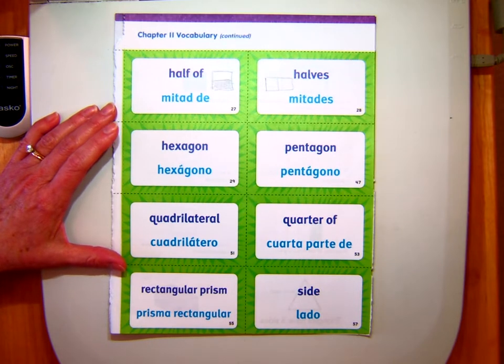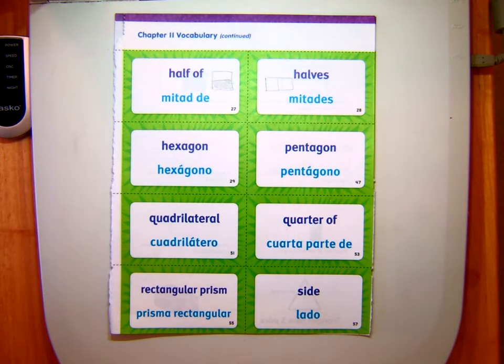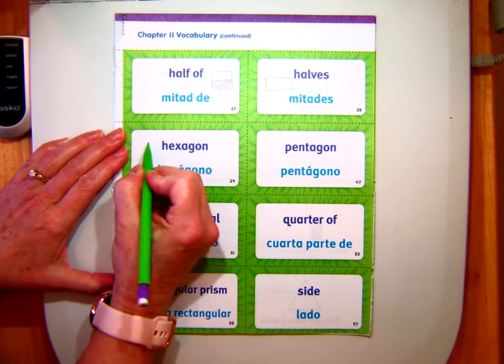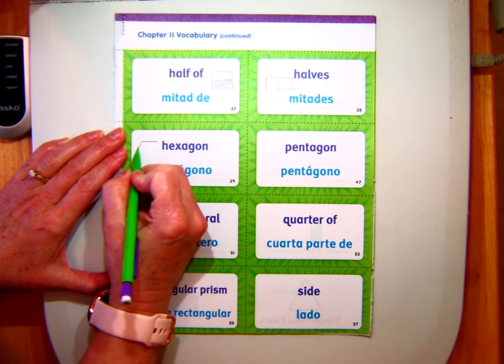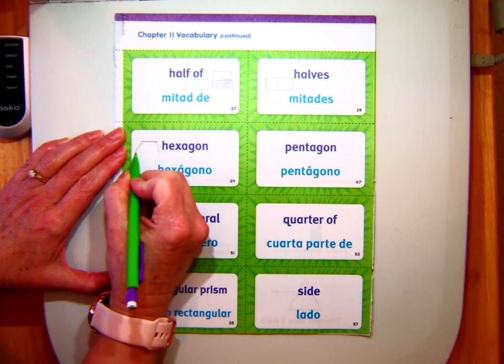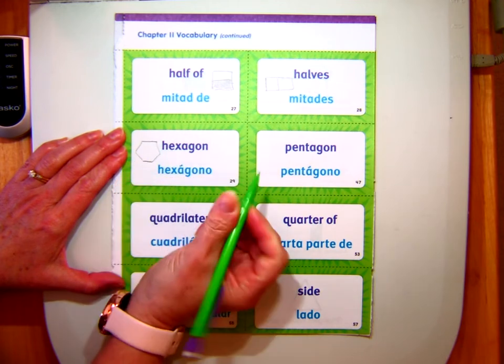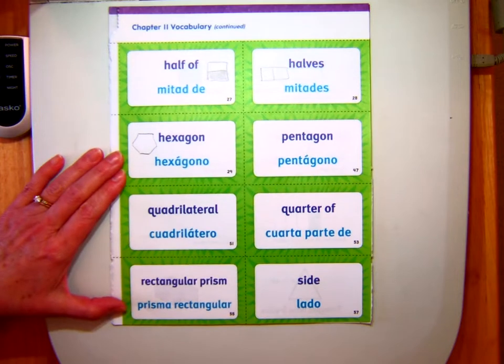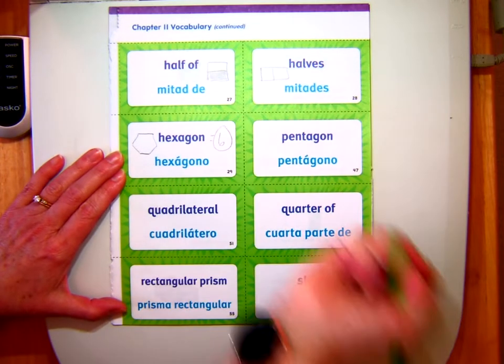A hexagon. You have to think, hexa means how many sides? Well, octa I know is 8, penta is 5, hexa must be 6. So I'm going to do this, 1, 2, 3, and I'm going to do 4, 5, 6. And that's a hexagon. It has 6 sides.